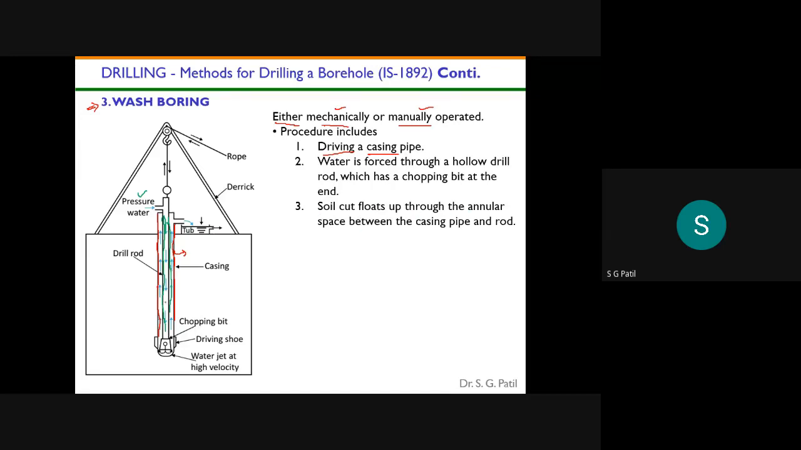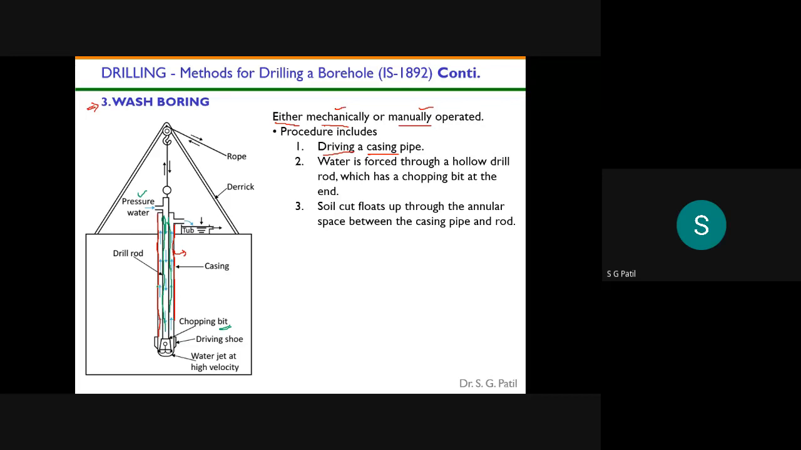Now once you send the water through this drill rod, which is attached to the chopping bit, the chopping bit will cut the soil. Whatever water is there will mix with the chopped-off soil, and then it will be pushed outside into this annular space.